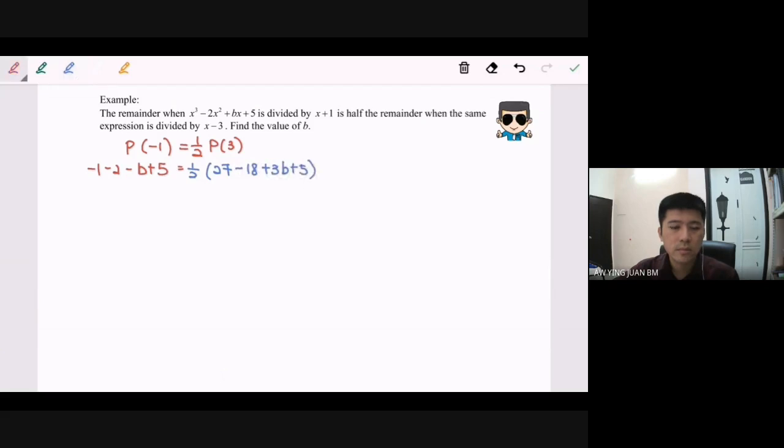So simplify the situation for the left hand side. So I will have 2 minus b. For the right hand side, I'm going to have 1 over 2 bracket 14 plus 3b. By simplifying the situation, I'm going to multiply both sides with 2. So I will have 4 minus 2b, which is equals to 14 plus 3b. So rearrange. So I will have negative 10, which is equals to 5b, and b will be equals to negative 2.